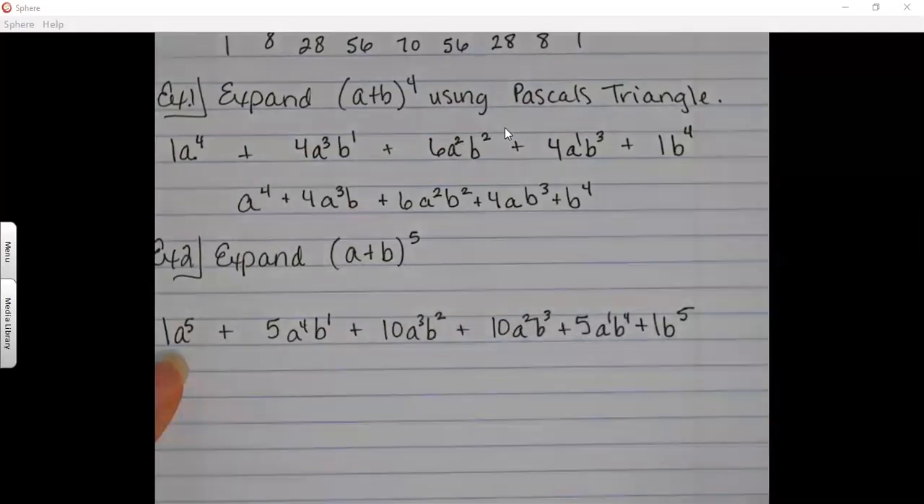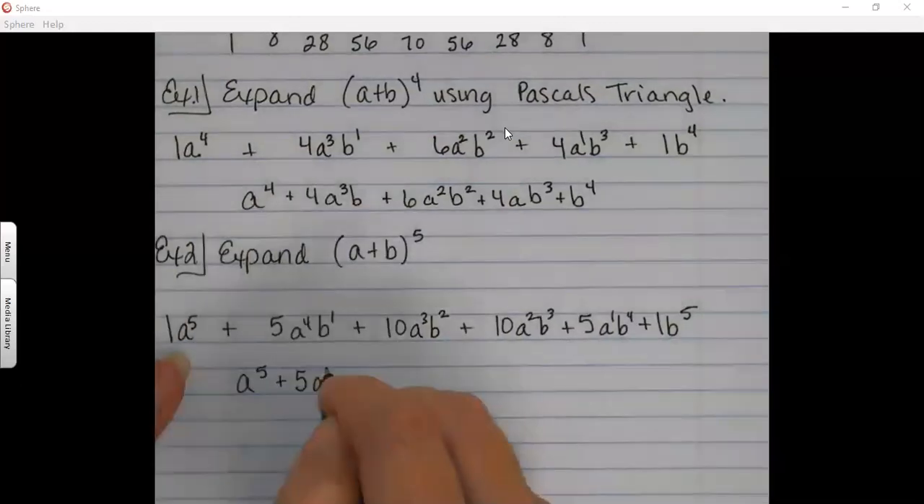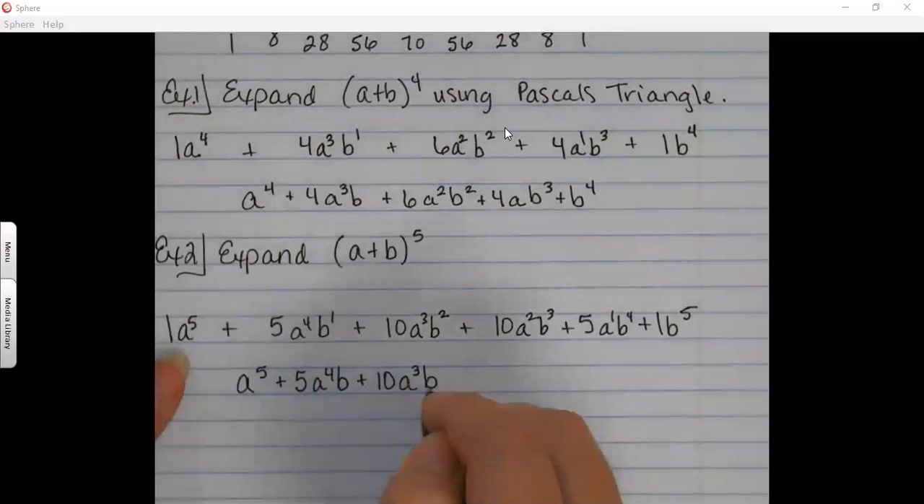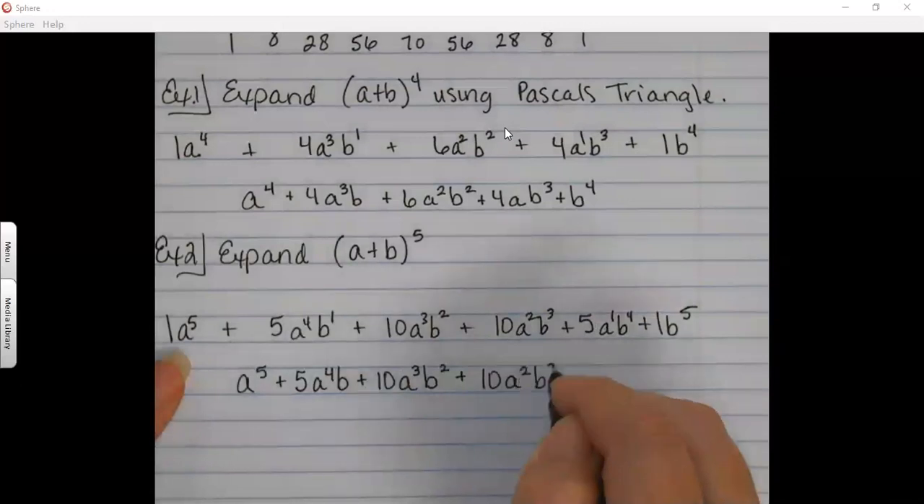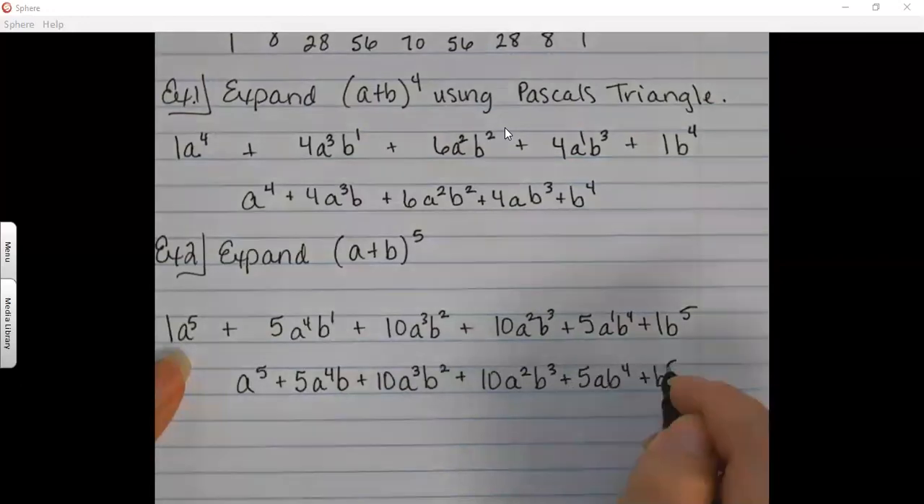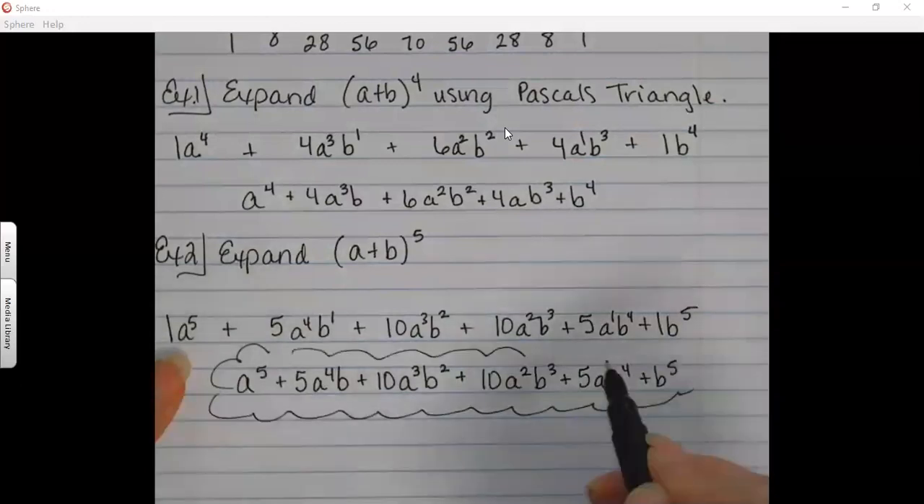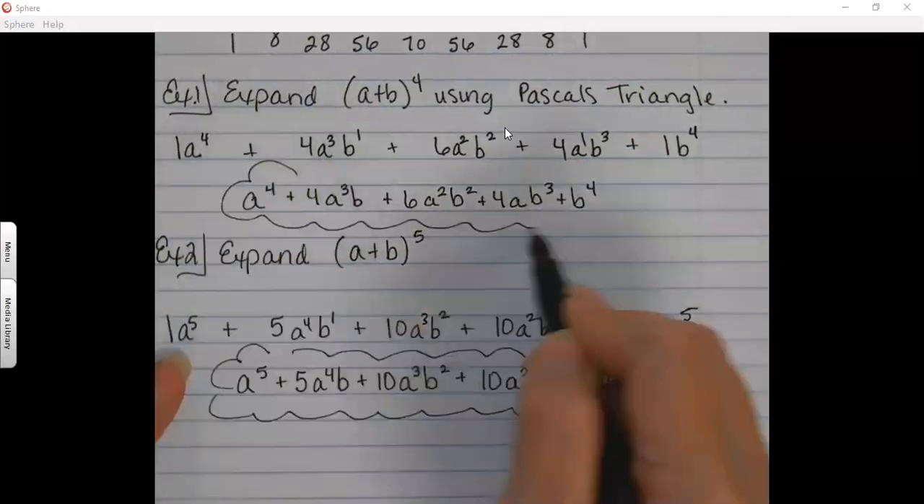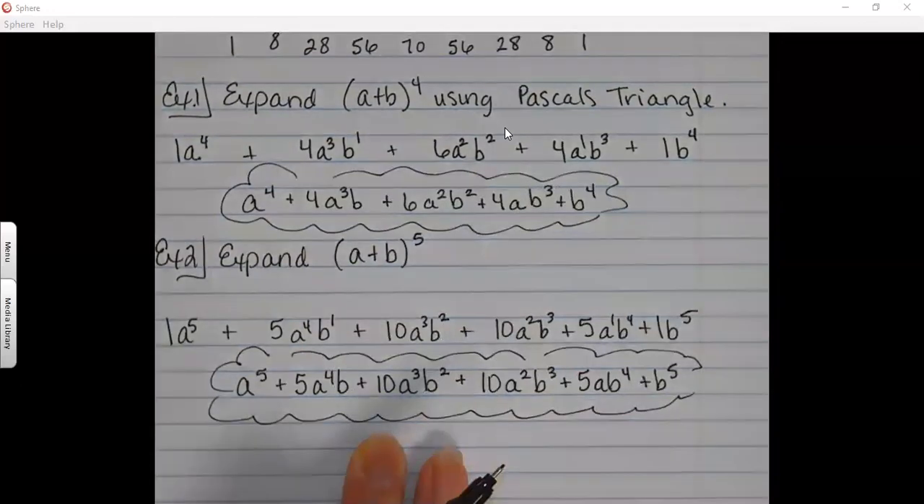So if we pretty that up, instead of 1a to the fifth, we'll have a to the fifth plus 5a to the fourth b plus 10a cubed b squared plus 10a squared b cubed plus 5a b to the fourth plus b to the fifth. Coolio? Any questions?